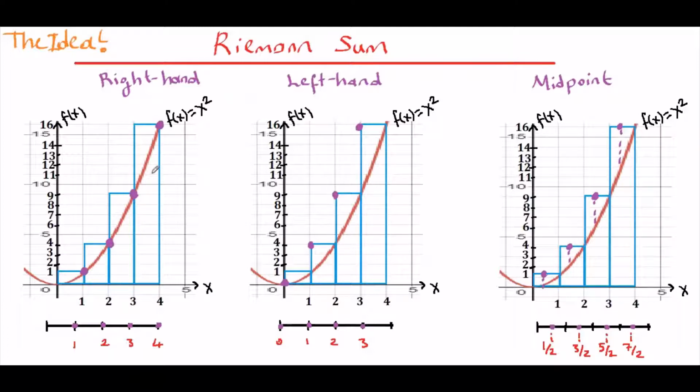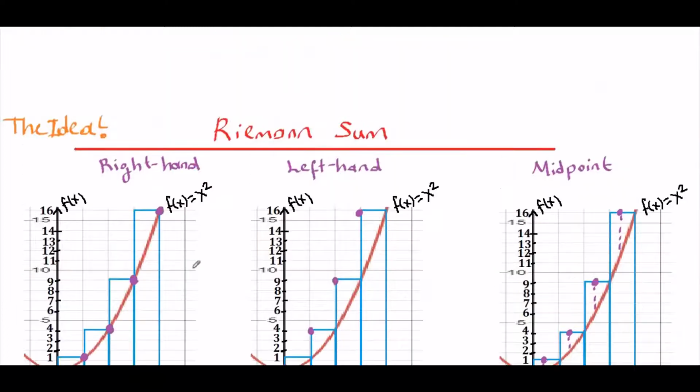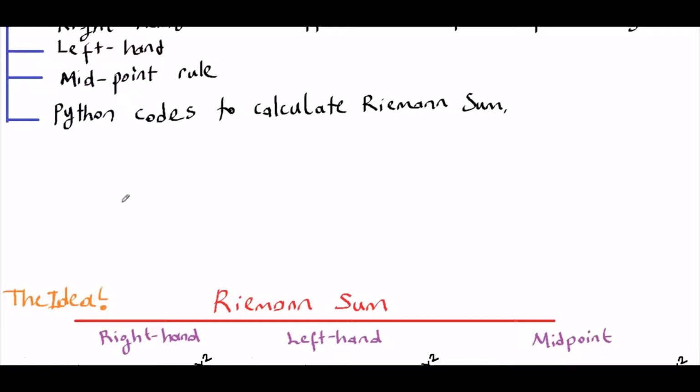So in our example, we have x to the second or x squared, which is our parabola, and we are interested in finding the area under x squared from 0 to 4. We of course can find this using definite integral. Integral from 0 to 4, x to the second dx will give us the exact area under the curve.